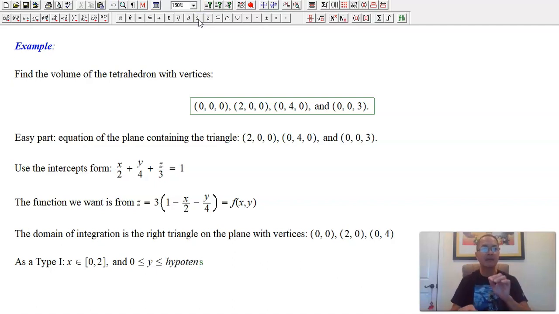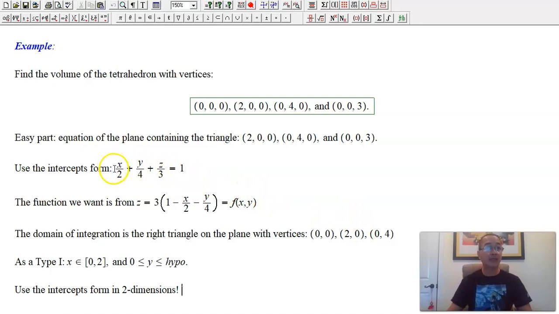Let's just abbreviate. But what is the equation of the hypotenuse? It passes through these 2 points. Oh, wait a minute. Those are intercepts again. So use the intercepts form in 2 dimensions. Even simpler. It's going to be exactly this, but there's no z. It's just x over 2 plus y over 4 equals 1.